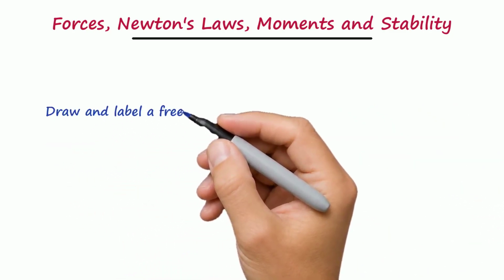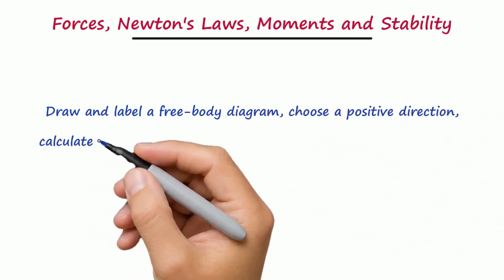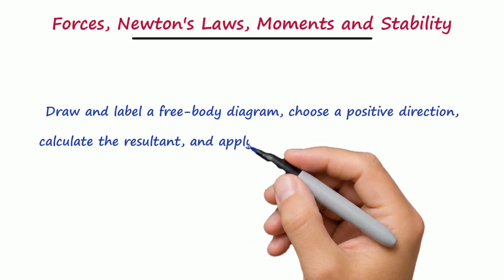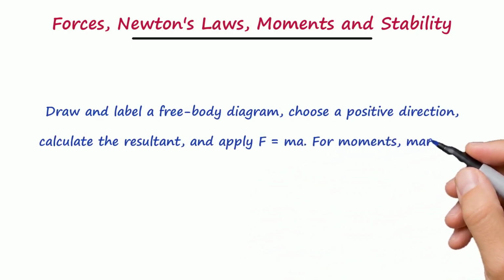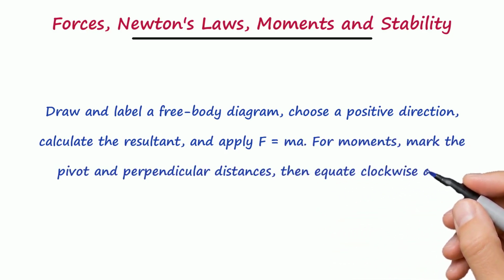Draw and label a free body diagram, choose a positive direction, calculate the resultant, and apply force equals mass times acceleration. For moments, mark the pivot and perpendicular distances, then equate clockwise and anticlockwise totals.